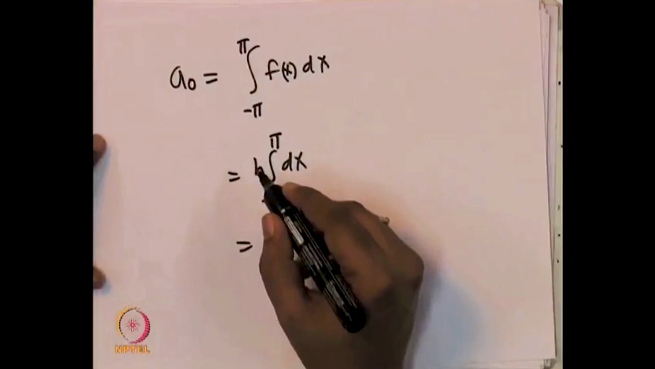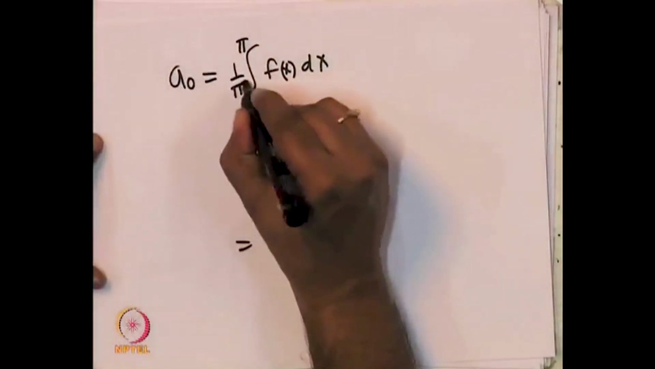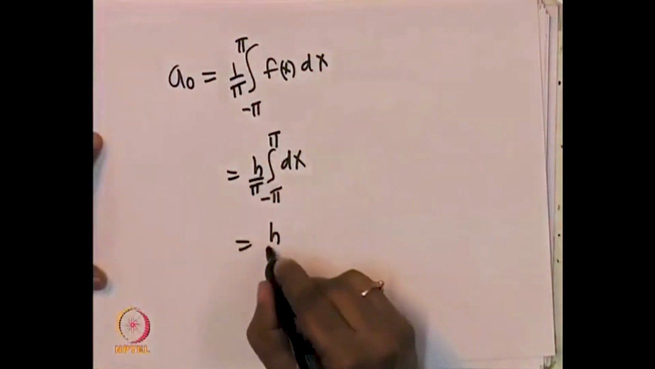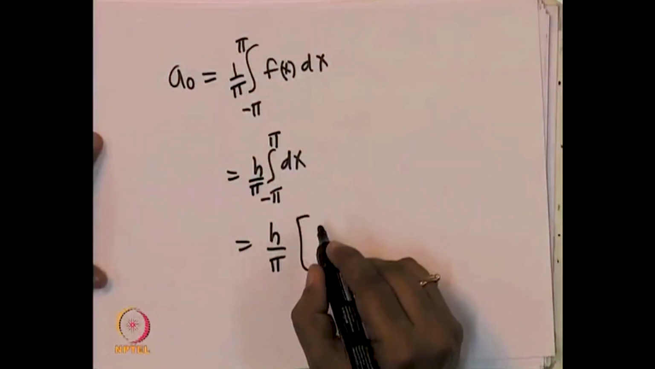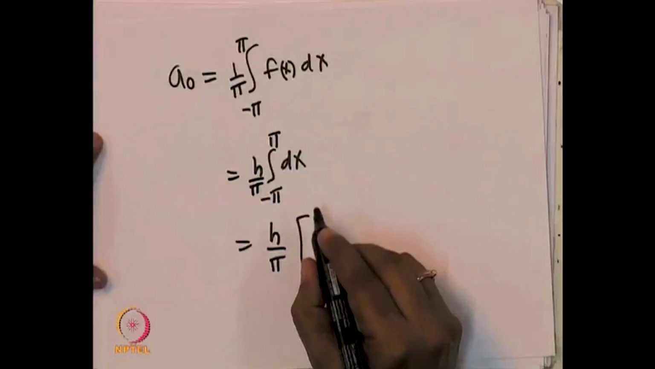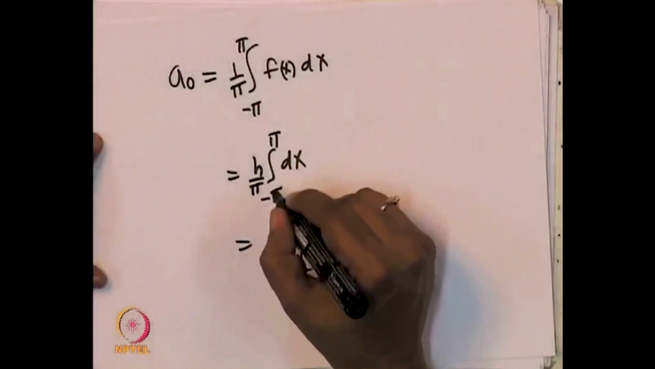There is a 1 over pi here. So there is a 1 over pi everywhere. So there is a pi h by pi into pi. So essentially pi. So this is again only from 0 to pi.